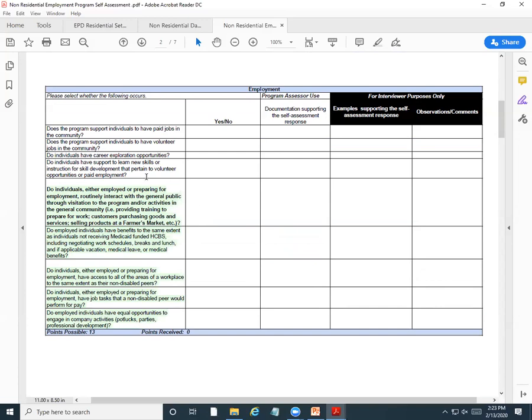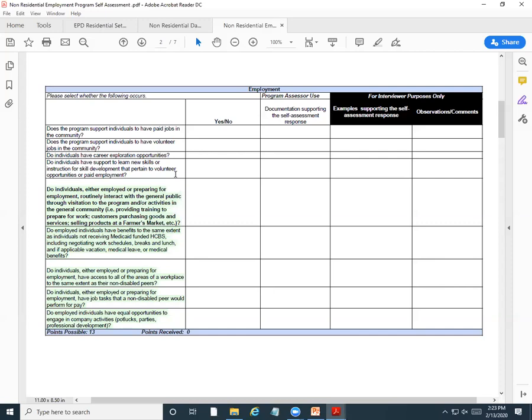So for employment specifically, do individuals either employed or preparing for employment routinely interact with the general public through visitation to the program and or activities in the general community? So this could be people coming to the setting to provide employment training. This could be the members of the employment setting going out into the community to sell goods, like at a farmer's market or something. Lots of different ways that these settings can try to be integrated within their community.